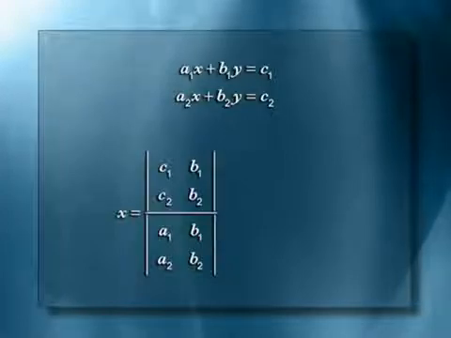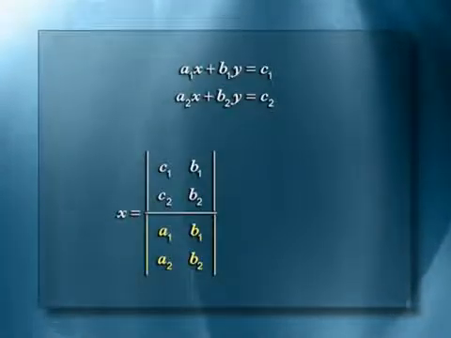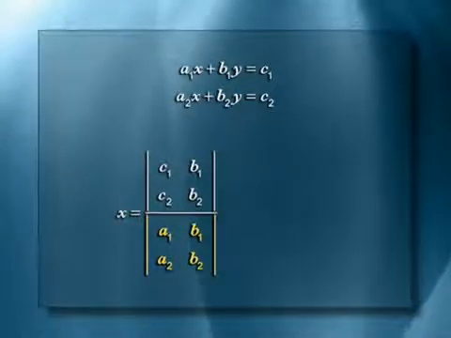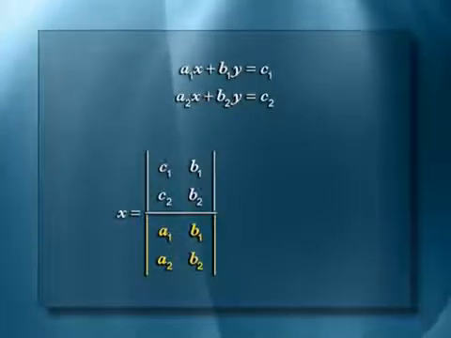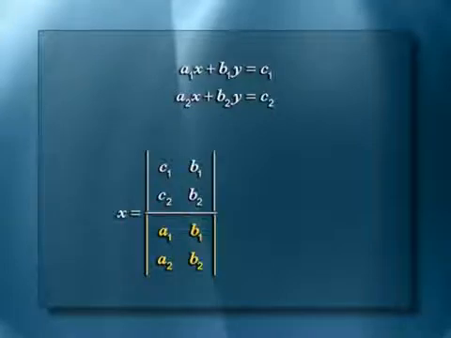x equals, here's what x is. It's a quotient. In the denominator is a 2-by-2 determinant, and I'm using that awkward notation of the vertical lines to indicate that it's a determinant. And it's the determinant of the coefficient matrix, a1, b1, a2, b2. So the denominator is pretty simple. It's the determinant of the coefficient matrix of the linear system.